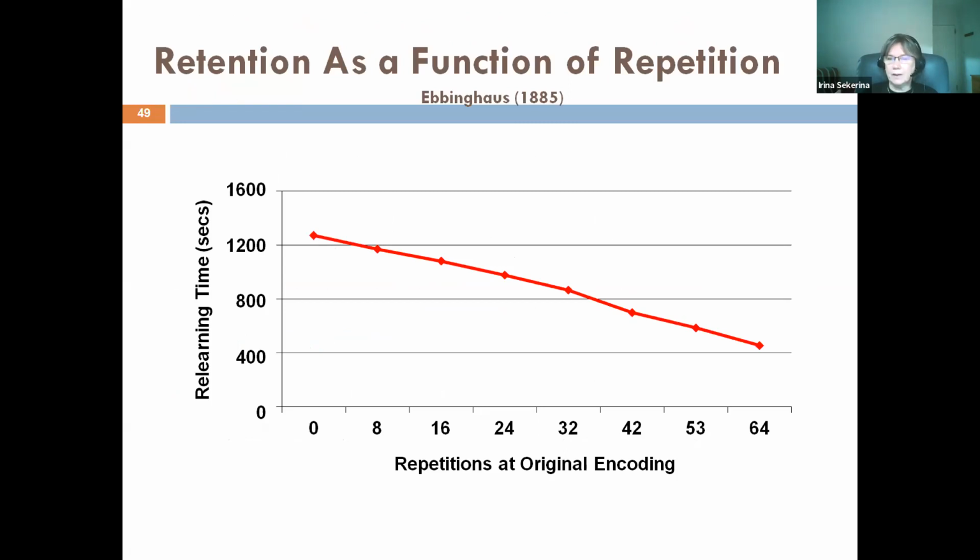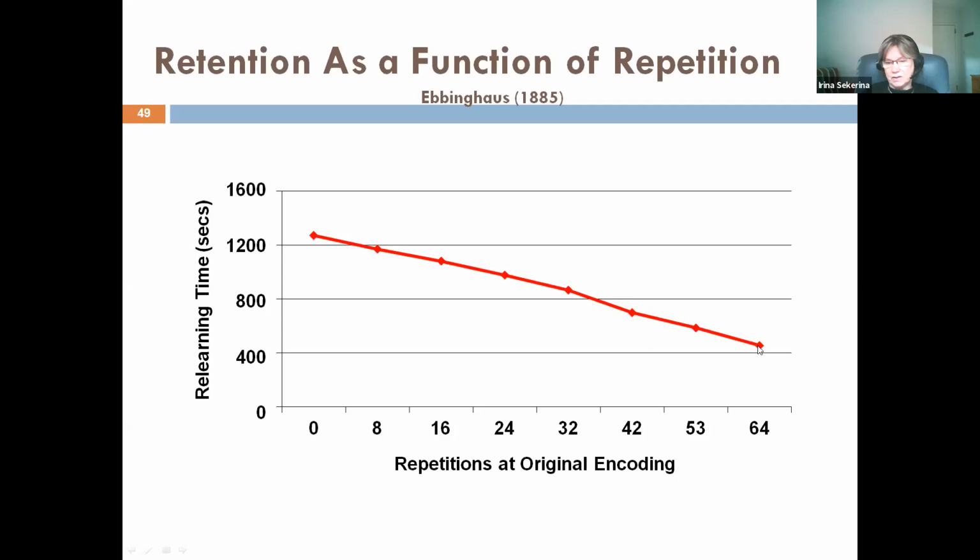Then he would give himself a task to relearn this list, and he would measure how long it would take him to relearn it. So if the first time it took him 16 seconds, when he had to relearn it, it would be only 12 seconds. So he was much faster. And he called it relearning. But as you can see, as your retention interval increases to hours, 8 hours later, your relearning savings, he called it savings, went down.